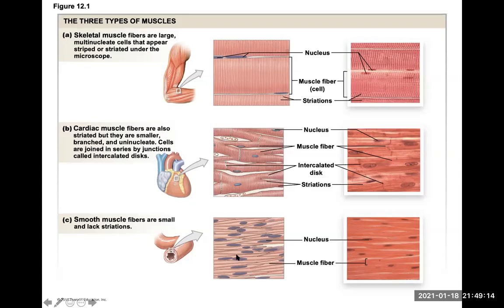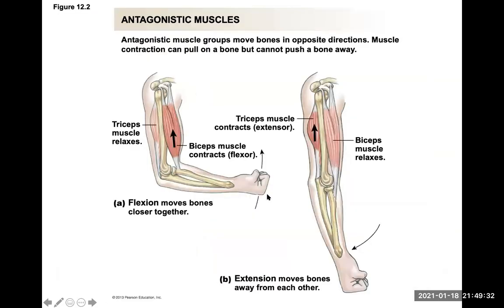Last type is smooth muscle. This is going to line basically all of your visceral organs. And it's involuntary. So, like lines your digestive system, your reproductive, your urinary, all those types of systems where you don't have to think about the contractions.